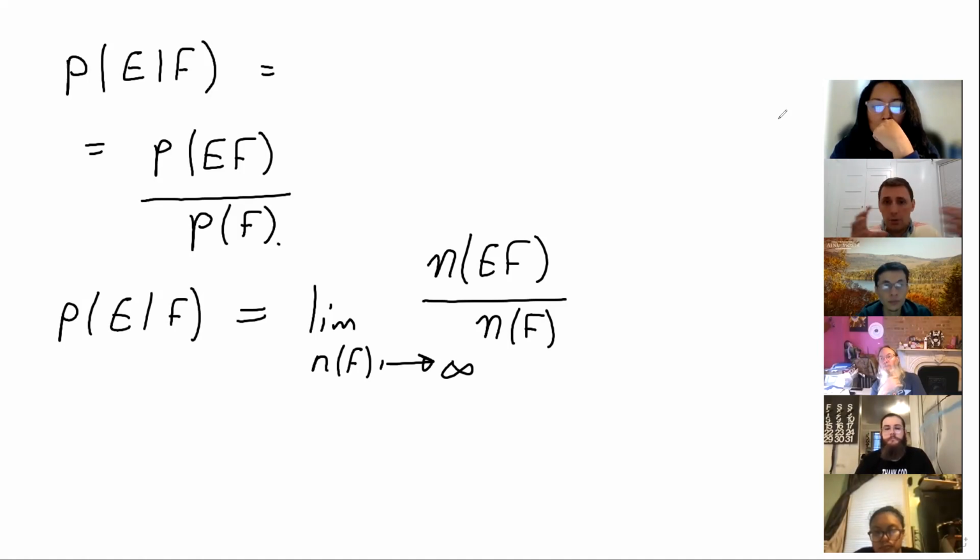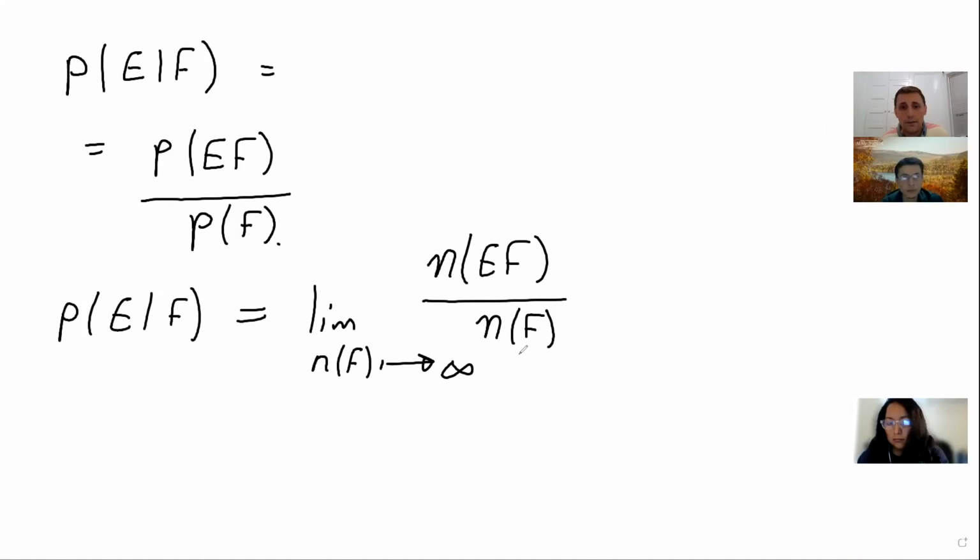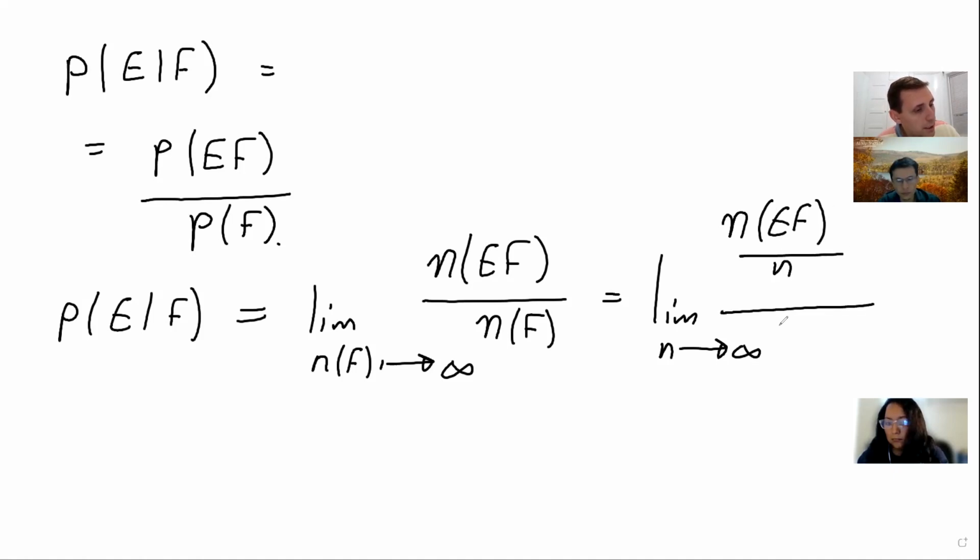E might not be a subset of F, but if F occurred, I cannot consider universes outside of F. So I take the intersection to account for that. And so I just do the same idea. In terms of outcomes in F, how many times do I have E occurring inside of such outcomes? And then, of course, this is the same as the limit over all trials, where I divide by the total number of trials N in the space S, which is then the outcomes in EF divided by N, divided by the outcomes in F divided by N.